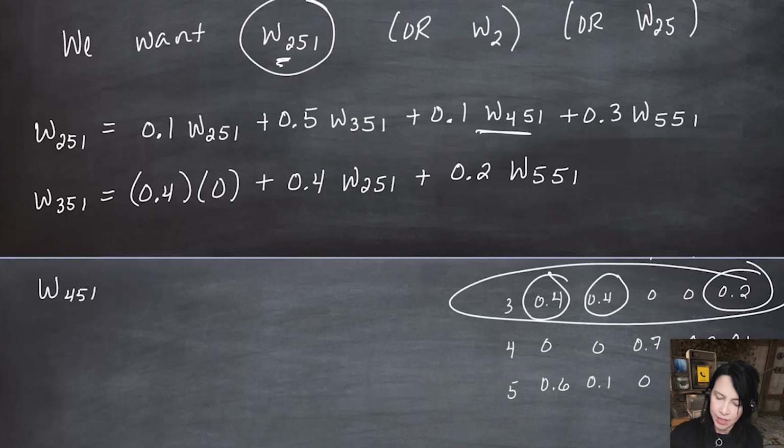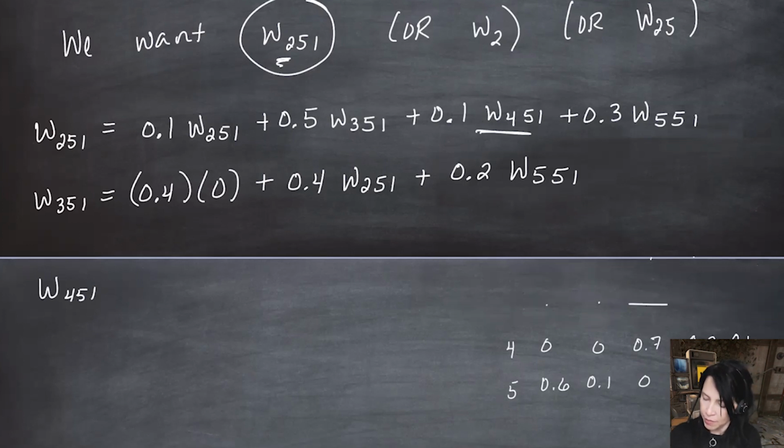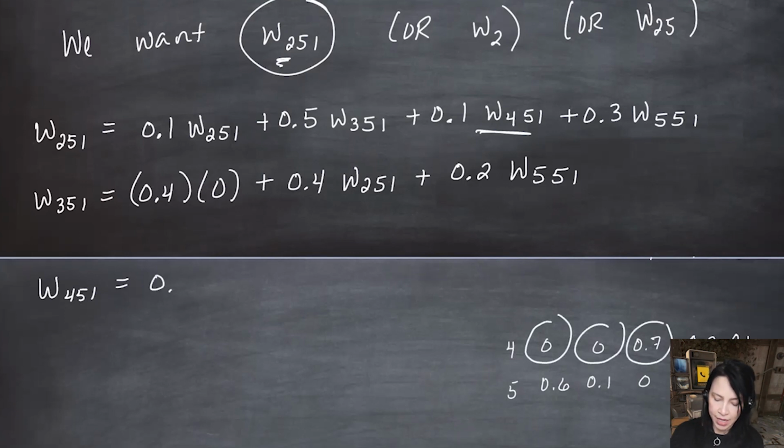W451. Let me get rid of this row. You are just in my way. Starting at state 4, how many hits do we have on state 5 on our way to stopping at state 1? I don't go directly to 1. I don't go directly to 2. With probability 0.7, I've gone to 3.